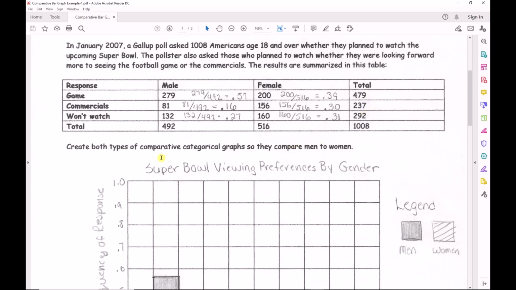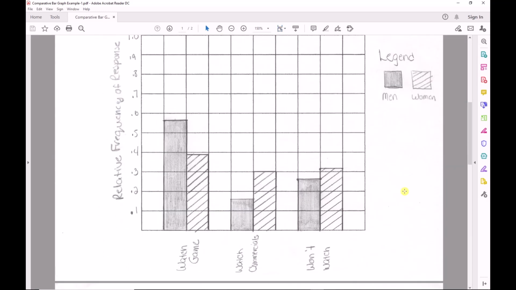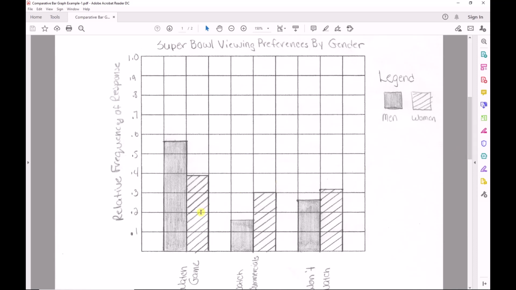Here's your subtotals. So this is a really good frequency distribution, and so I graphed it two different ways. All right, so here's Super Bowl by preference. Maybe I can make that a little bit smaller so you can see it a little better. And I did a side-by-side. So here are the ones watching the game. Here's your women, here's your men, tuning in just to watch the game. Here are the ones that are tuning in to watch the commercials, and here's the ones that won't watch.